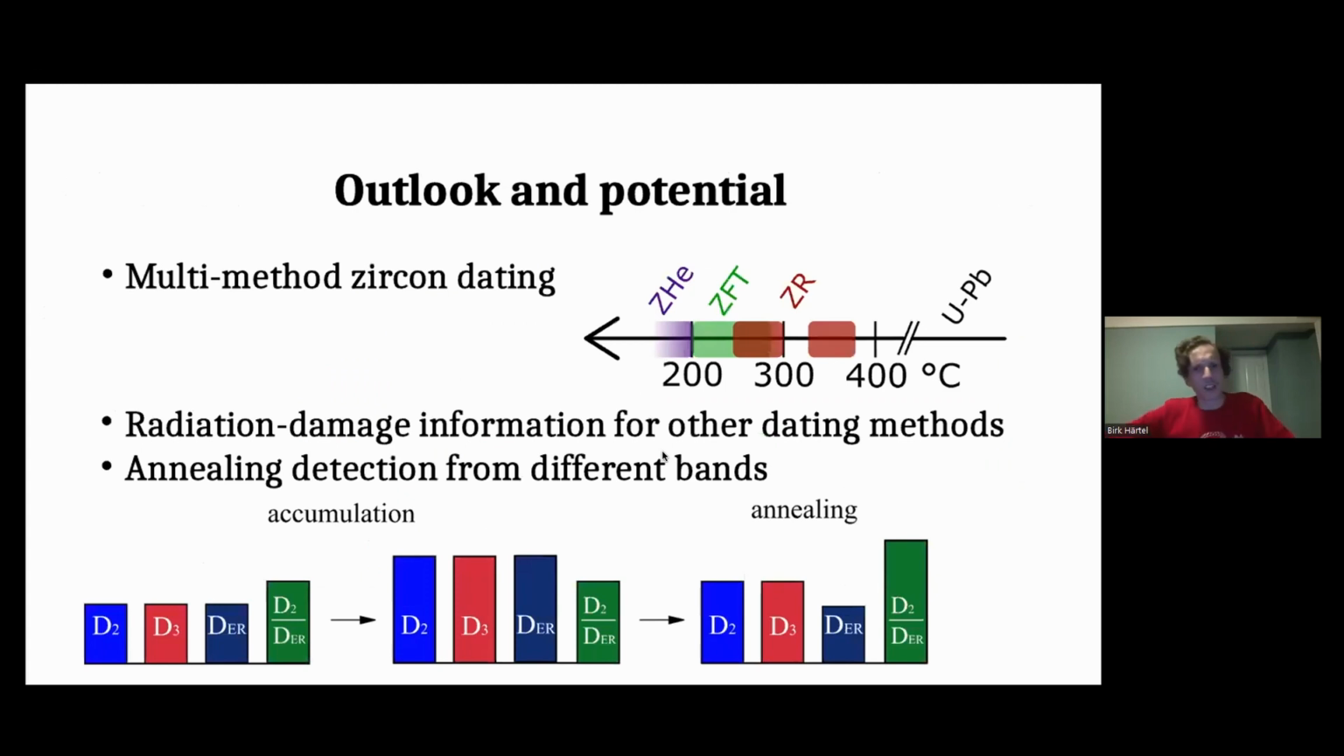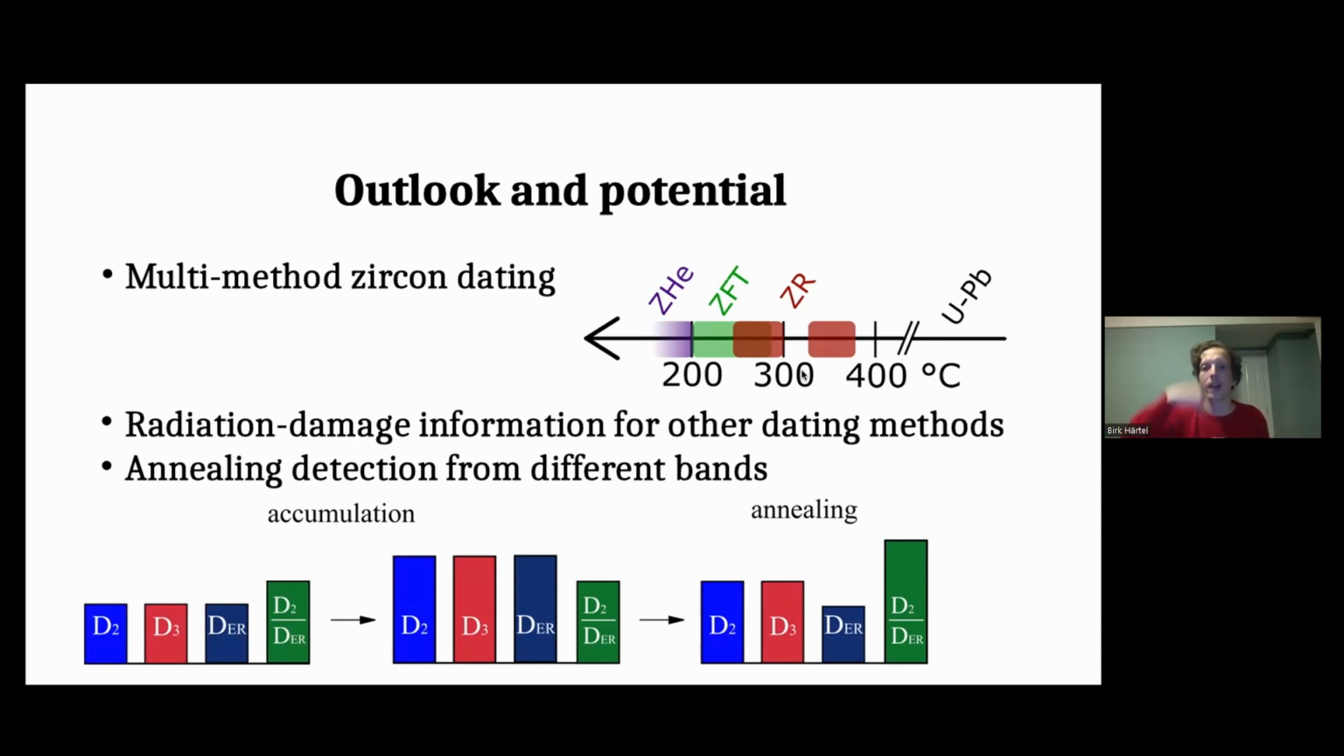So this leaves us with the question, what can we now do with this tool? One of the prospects that I'm currently exploring at the University of Calgary is multi-method zircon dating. As we can see here, there are several dating methods that we can apply to zircons, such as uranium-lead, uranium-thorium-helium, and fission track dating, and now also Raman dating. All of these methods operate in a different temperature window. So if we can apply all of these methods to one sample, we can get a pretty solid thermal history just from dating zircon.